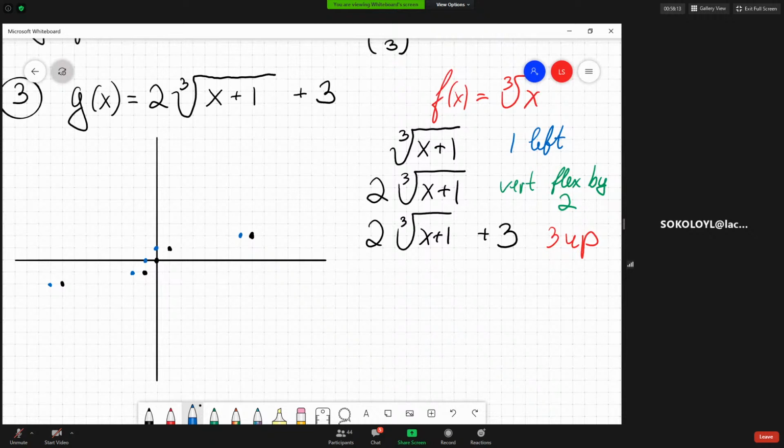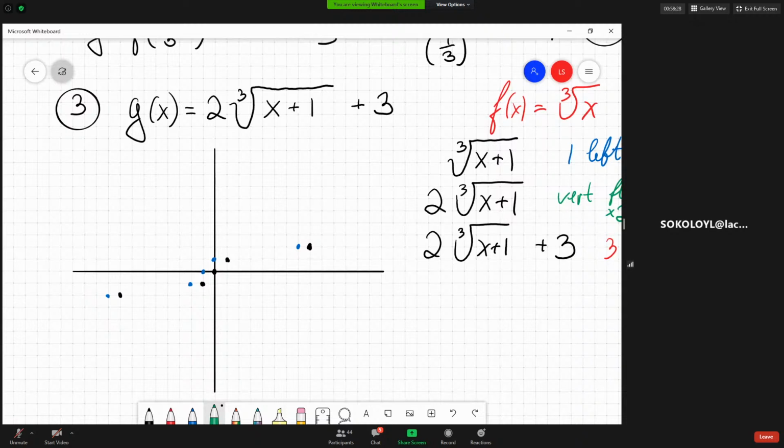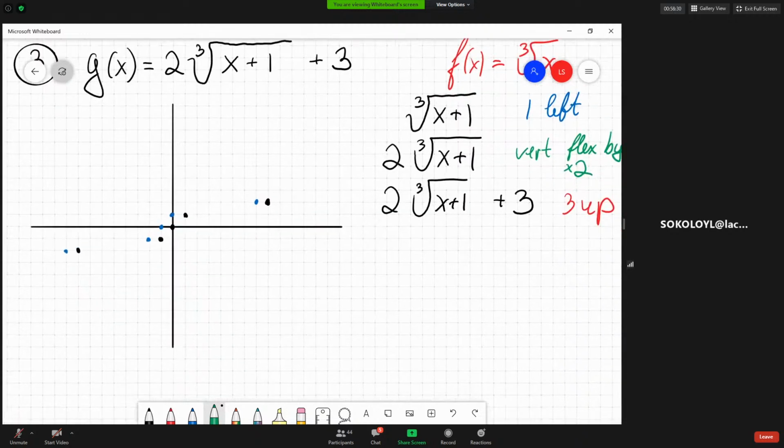So again, what this means, a vertical flex by 2, is that the y value of every point is going to get multiplied by this factor of 2. Only the y value. So the x values are staying the same. My point here, the y value is -2. -2 times 2 is -4. So I'm not shifting this point 2 units down. I'm multiplying it by a factor of 2. So this point is now here. But you see how it didn't move anywhere horizontally. It stayed. The y value here is -1. -1 times 2 is -2.